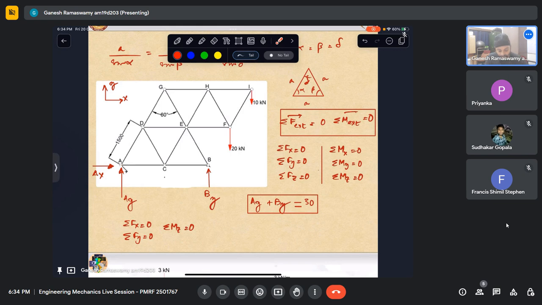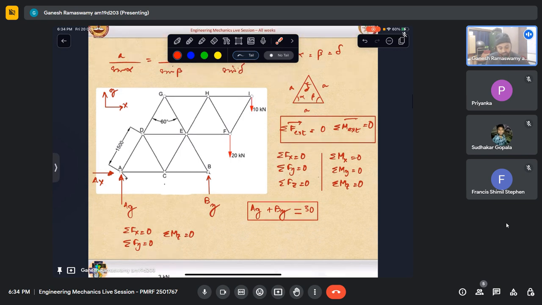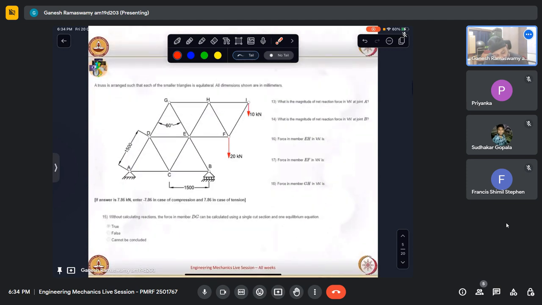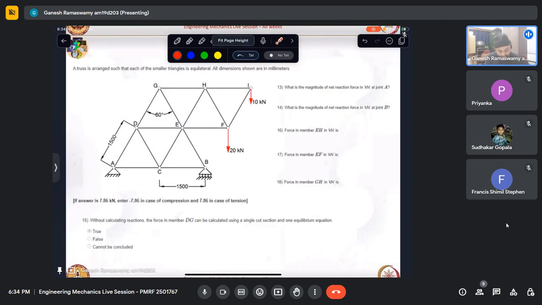So from this moment on, I will start calculating the member forces. So what is asked? The magnitude of net reaction at A and at B is asked, and we have seen how to find that out. Now let us consider this. Force in member EH. Which is EH? This is EH. So how do we go about solving this is one question.